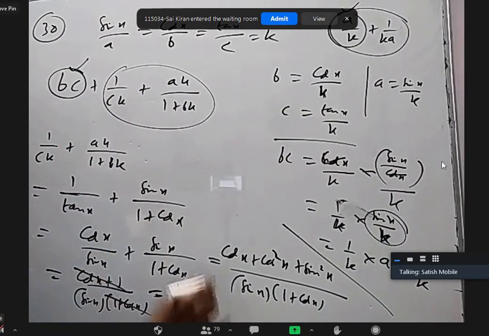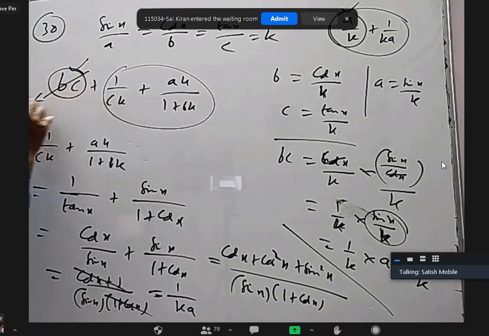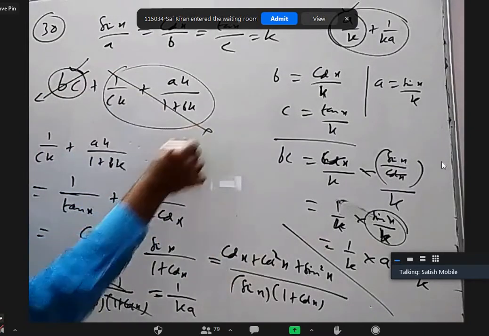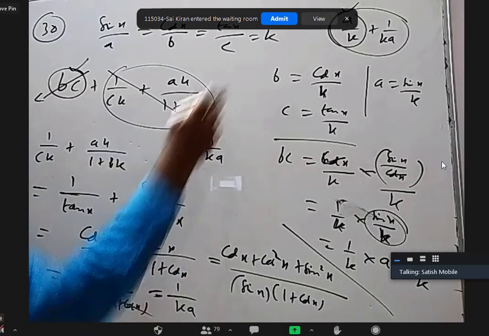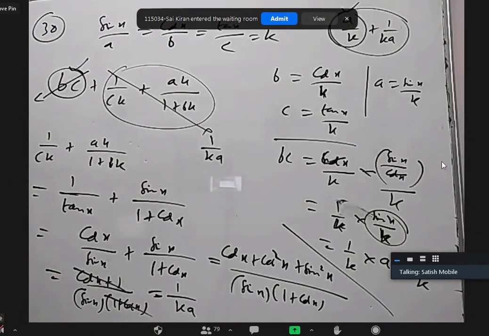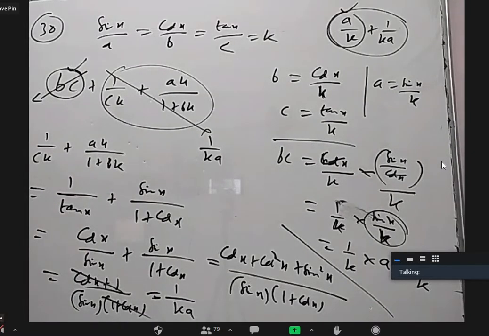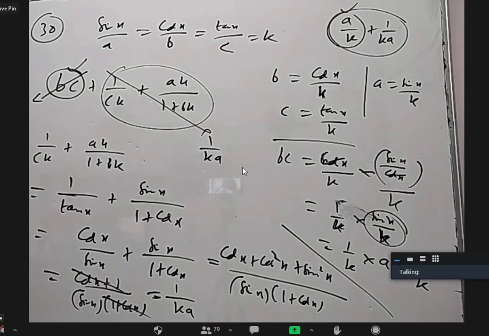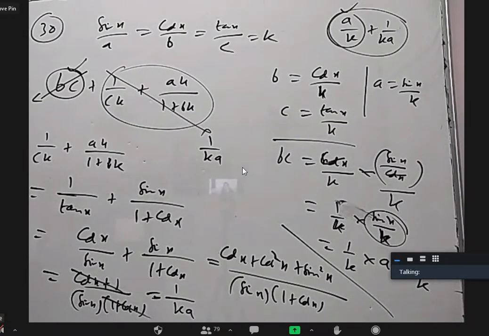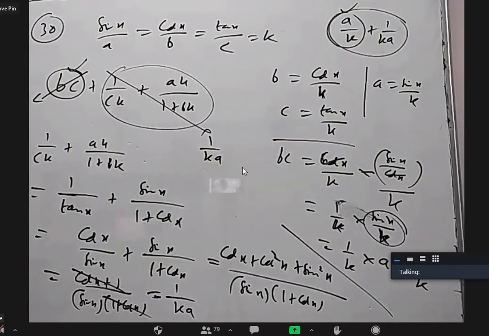K times A. So we got this separately as A by K, and this separately as 1 by KA. And that is the answer. You add them, that's the answer. Is it okay? Yes, sir. One minute.